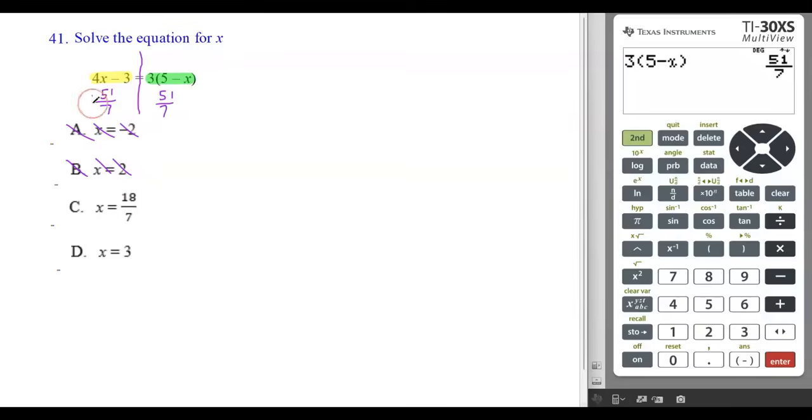So when I use C, I got the same thing on the left-hand side as the right-hand side. And that indicates that C has to be my answer. Because 51/7 on the left-hand side, 51/7 on the right-hand side, they match up. I circle C, and I move on.